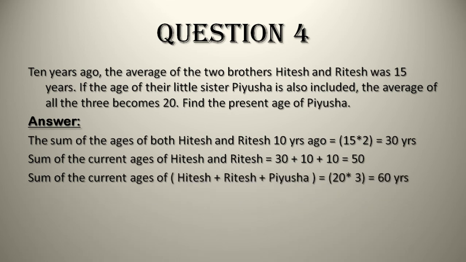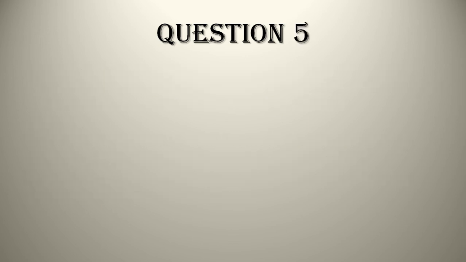Sum of the current ages of all the 3 would be 20 multiplied by 3, which is 60 years. So, to get the present age of Piyusha, we need to deduct 50 from 60. So, her age would be 10 years. Moving on to question number 5.